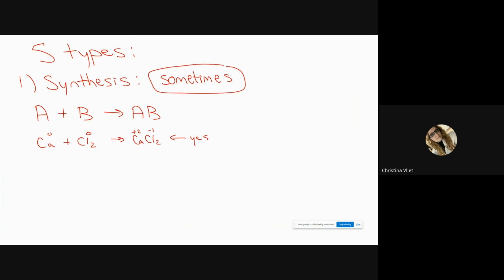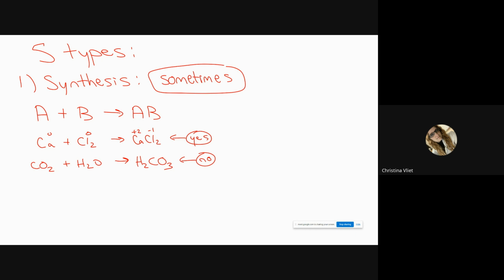If you have this situation, where you have CO2 plus H2O, so you've got a compound plus another compound merging into a more complex compound, this would be no, because the charges of all of these elements don't change. So this is a yes, and this is a no. Synthesis can be, but isn't always, a redox reaction.